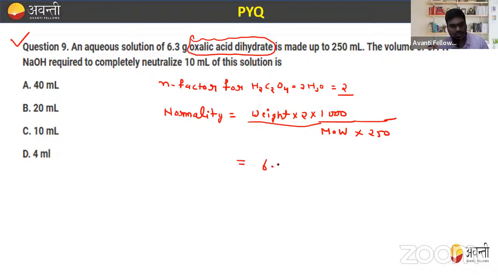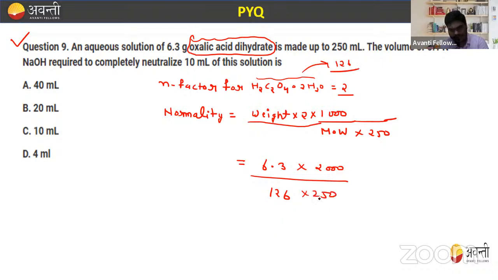Weight here is 6.3, and 2 into 1000 becomes 2000. The molecular weight is 126, and this is 250. On solving, 250 goes into 2000 eight times, and you get N equal to 0.4.